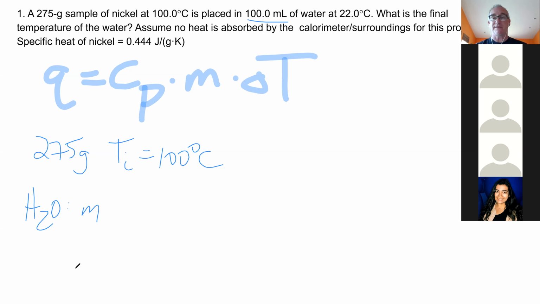That's basically where we get the gram from. It's the mass of 1 milliliter of water. So if I have 100 milliliters of water, how many grams do I have? If it's 1 gram per milliliter, 100 grams, right? So 100 grams. And my initial temperature of water is 22.